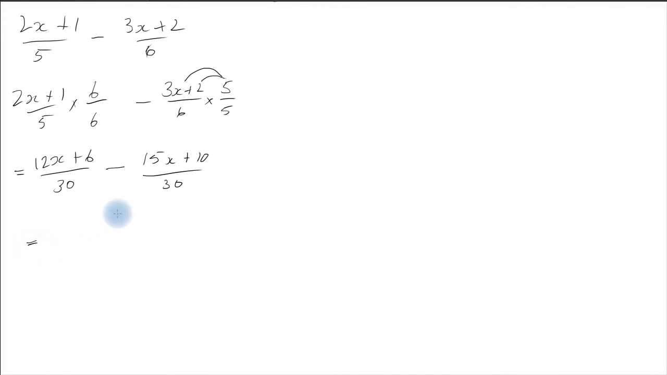Now the minus applies to the whole thing at the top. Just want to make that very clear. So we've got 12x minus 15x, so that's minus 3x. And we've got 6 minus 10, so that is minus 4, and over 30.